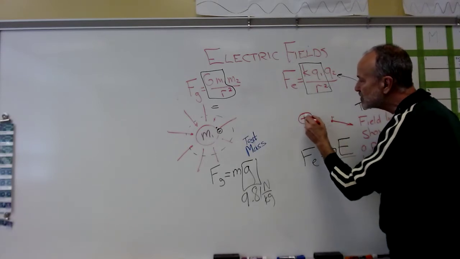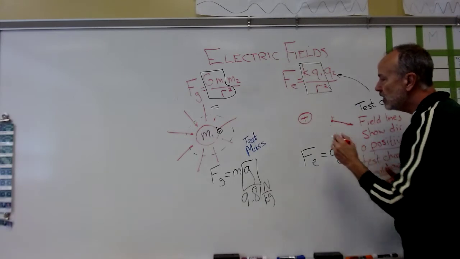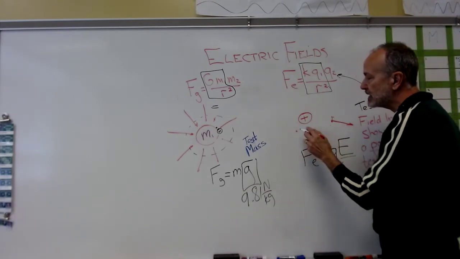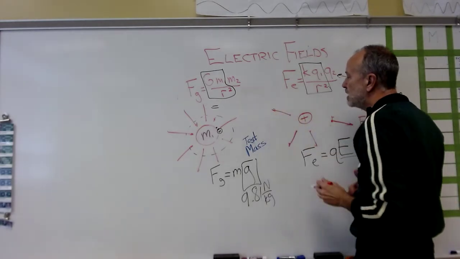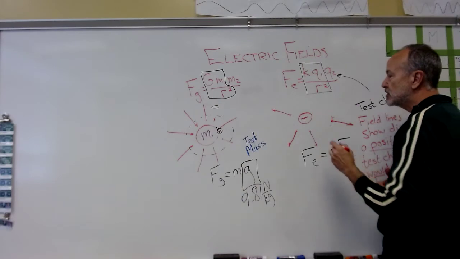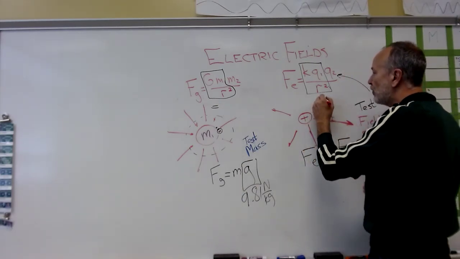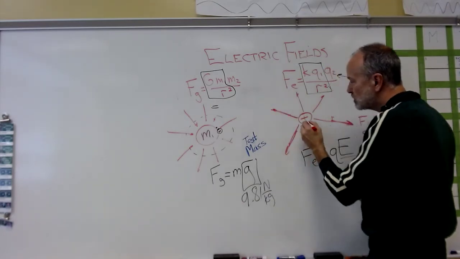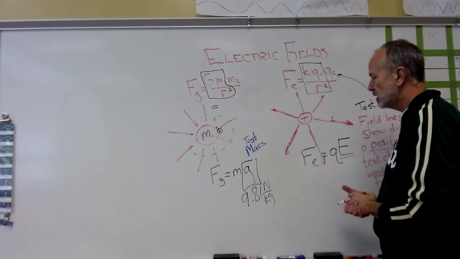So if our central charge is positive, all the field lines have to go out. Because if I put a positive charge there, it would experience a force in that direction. If I put a positive charge there, it would experience a force in that direction. So all my field lines would be going out from a positive source charge. I'll call it a source charge or reference charge.